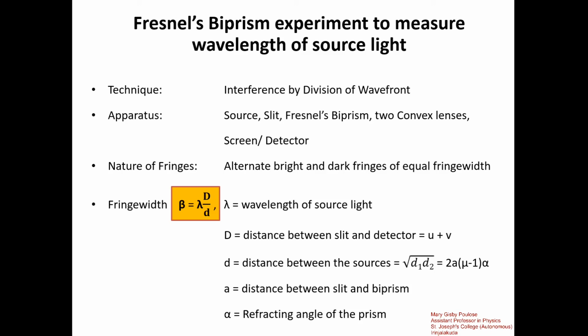We also have another expression for small d. If alpha, the refracting angle of the biprism, is given, we can use another expression to calculate small d, and that is small d is equal to 2a times mu minus 1 into alpha, where a is the distance between slit and the biprism. We can directly measure it from the optical bench. Mu is the refractive index of the biprism, and alpha is the refracting angle of the biprism.